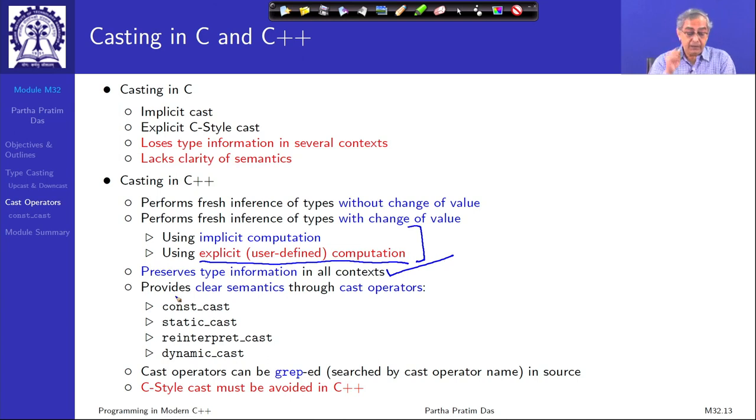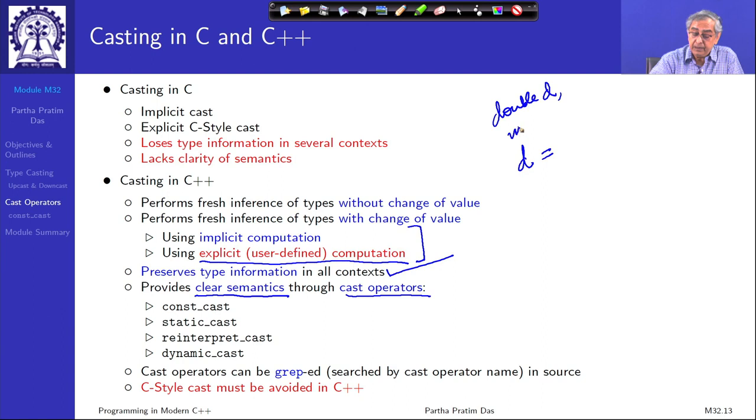So, with that, C++ provides clear semantics through 4 different cast operators: const cast, static cast, reinterpret cast, and dynamic cast. Now, other than anything else, the big advantage of using C++ style cast is they can be searched by the name of the operator. Let me tell you what I mean. Suppose I say D, this example we have been using, right, double D, int I.